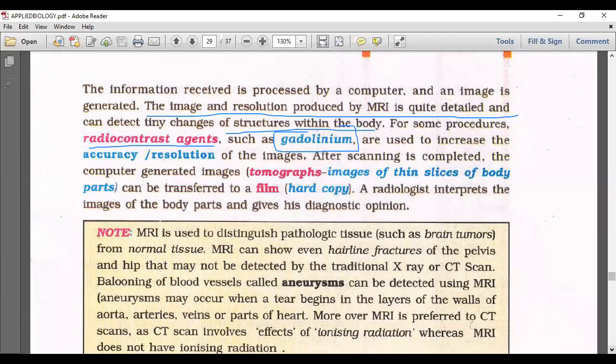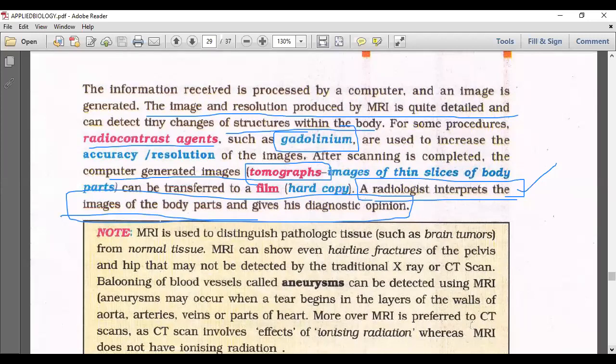After the scanning is completed, the computer generated images we call tomographs, images of the thin slices of the body parts, can be transferred to a film, hard copy that you may have seen. A radiologist interprets, very important. You see here, we are not here to identify. After learning X-ray, CT scan, and MRI, don't overreact. I know this, I already learned this. Don't do like that. I'll explain what happened. A qualified professional is required. A radiologist interprets the images of the body parts and gives his diagnostic opinion.